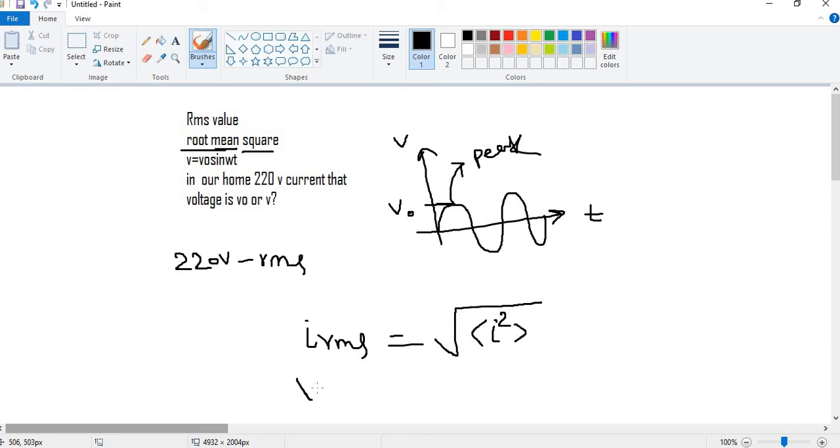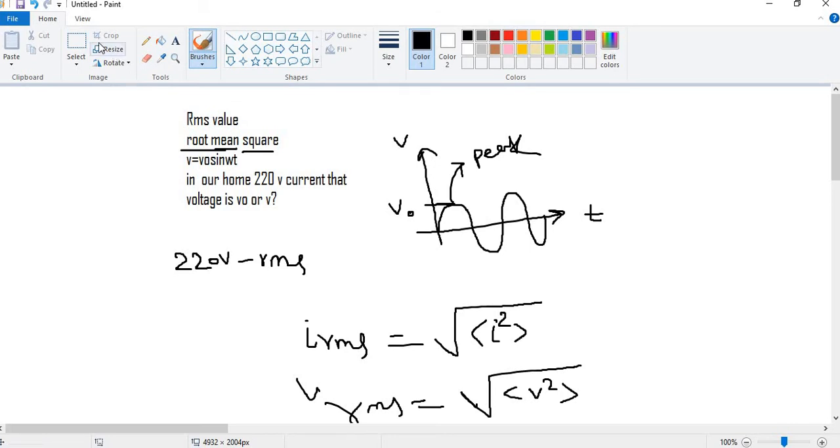Similarly, we can write it for VRMS also. So what will be VRMS? First the square, that is V squared. Then the mean. After that, the root. So VRMS is root of the mean of V squared.